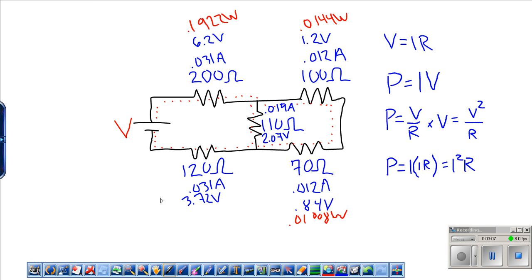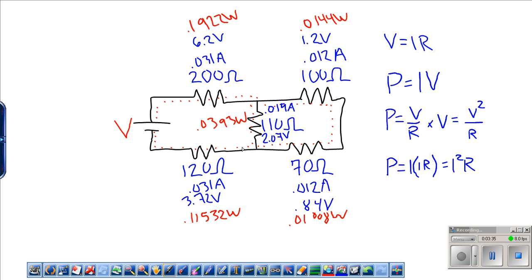Resistor 4 is going to be 0.11532 watts. And lastly, resistor 5 here in the middle should be about 0.0393 watts. So now we can find the power of each one. You'd be able to rank them.